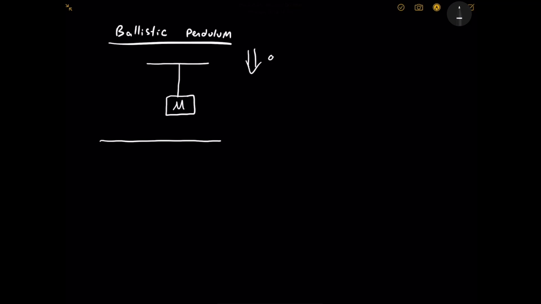The gravitational field strength g is downwards, and there is going to be a bullet that is traveling towards this pendulum. Let's say that the bullet is like this. It has a mass m, and it is traveling in this direction with velocity v naught. Let's say this is the initial velocity, and the mass is going to be at a height of h initially, just like the bullet.